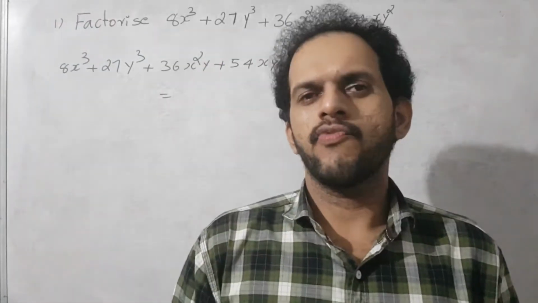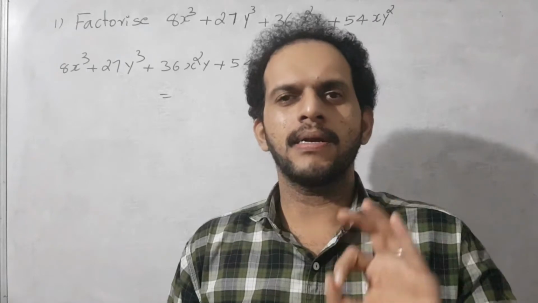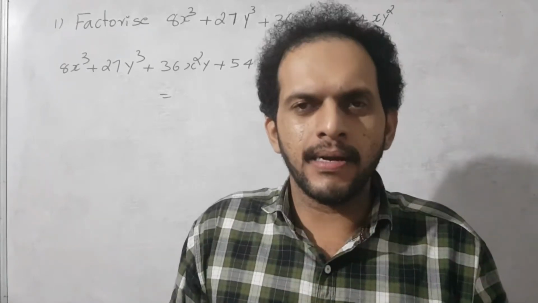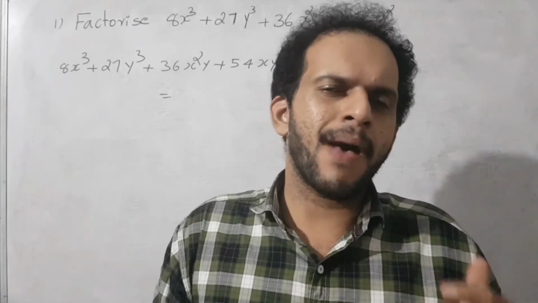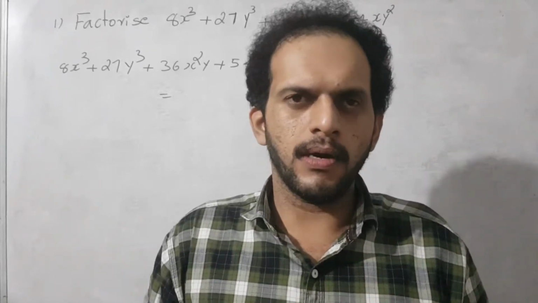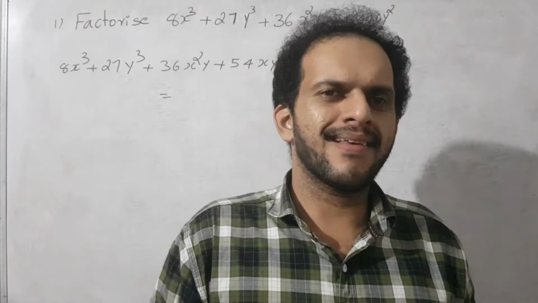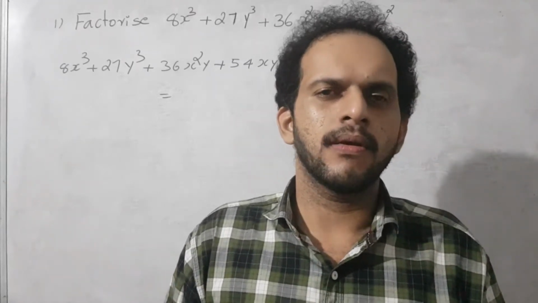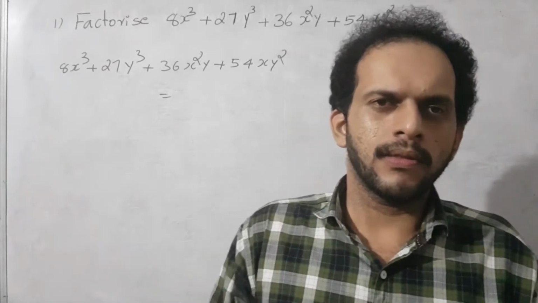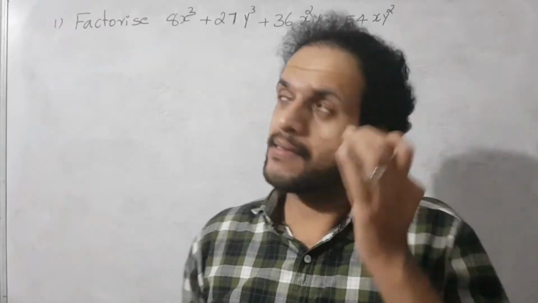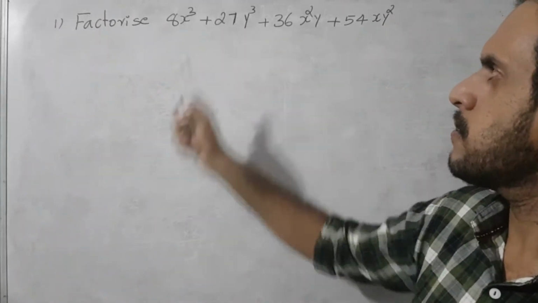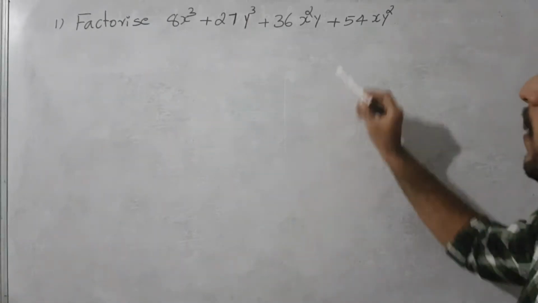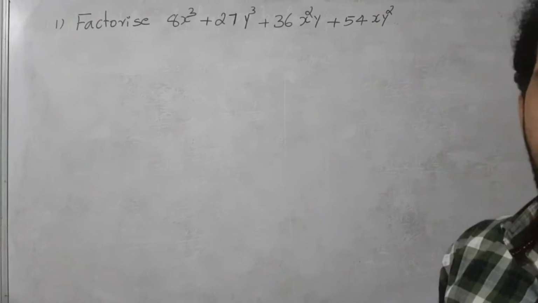In the last class, we learned the sixth identity and the seventh identity, and we applied them for expanding the polynomials. Here, the next type of question is an application of the sixth and seventh identity for factorizing the polynomials. The first question is: factorize 8x cube plus 27y cube plus 36x square y plus 54x y square.